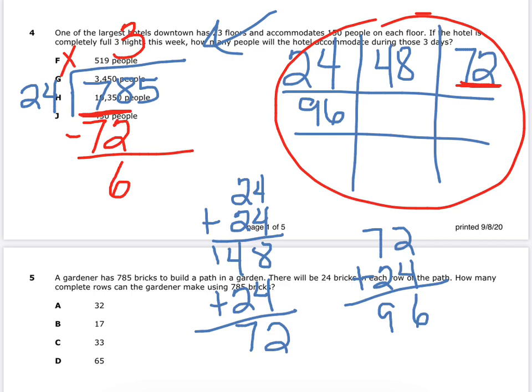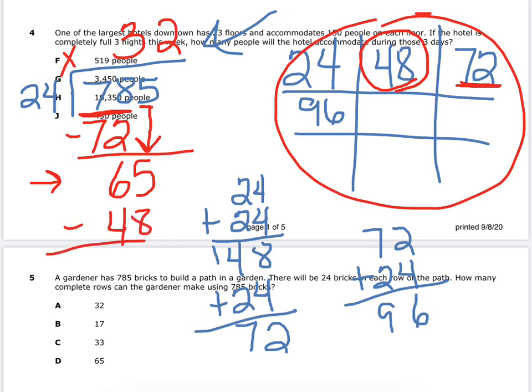That's up to you. But now 24 can't go into 6, but I have this 5 right here. I have to bring this 5 down next to the 6. So now I'm looking for how many times 24 can go into 65. So I'm going to look at my tic-tac-toe board, and the closest I can get to 65 without going over is 48, which is 2. 2 times 24 is 48. So we're going to subtract.